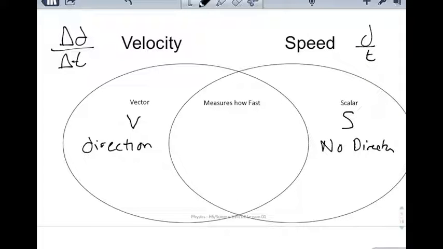Okay? They have a couple things in common, though. They both have what's called a magnitude. The magnitude represents the number. So they're defined by, oh, I'm going 10 meters per second, or 60 miles per hour. They're both defined by a magnitude. They're both measurements of how fast you're moving. They are both rates. Rates mean they vary with time. So they have some things in common, but they definitely have things that are different as well.